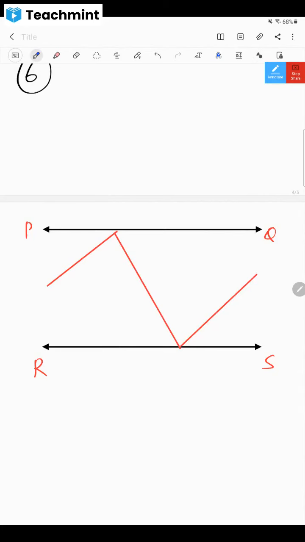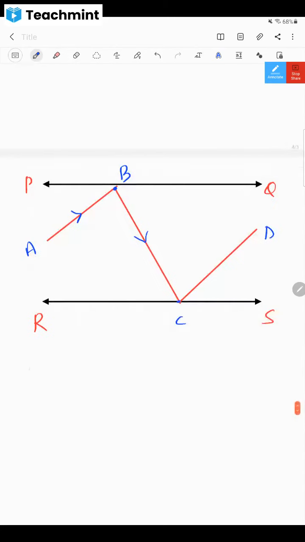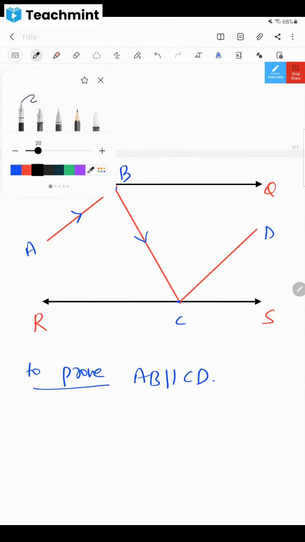Now, here it is AB. And afterwards, it came here, it is BC. This is point B. And afterwards, it came here to D. Now, what is to be proved? To prove AB is parallel to CD, correct?